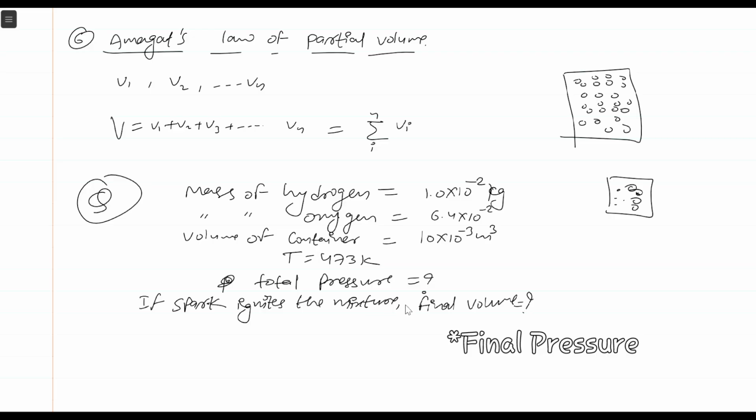Let me talk about the question one more time. The question says 1.0 into 10 to the power minus 2 kg of hydrogen and 6.4 into 10 to the power minus 2 kg of oxygen are contained in a 10 into 10 to the power minus 3 meter cube flask at 473 Kelvin. Calculate the total pressure of the mixture. If a spark ignites the mixture, what will be the final volume? So this is the given condition. Let's talk about the solution. I hope you understood the question. Let's go to another page.